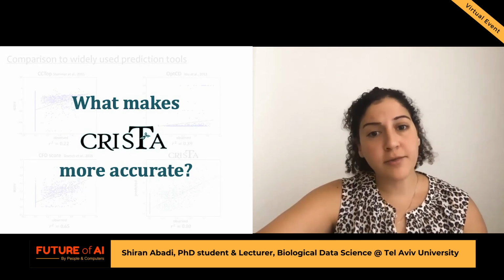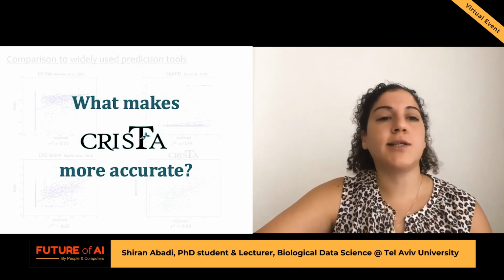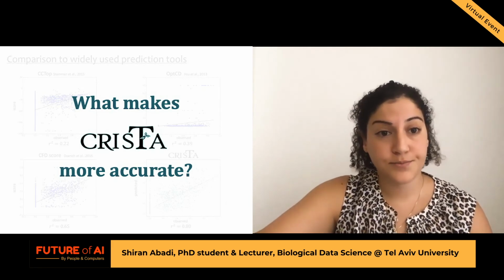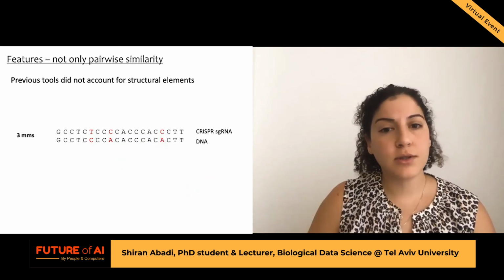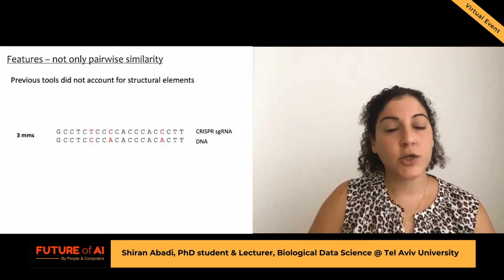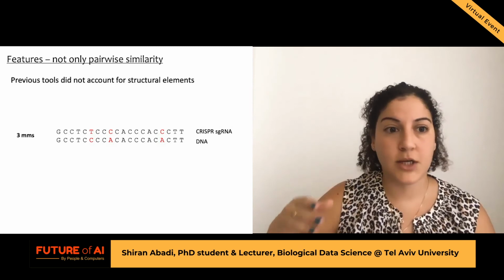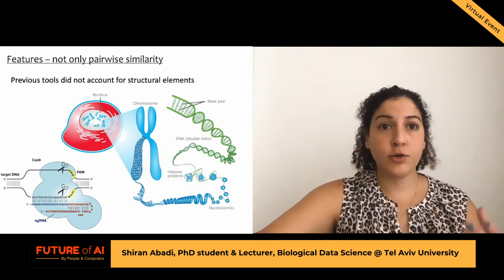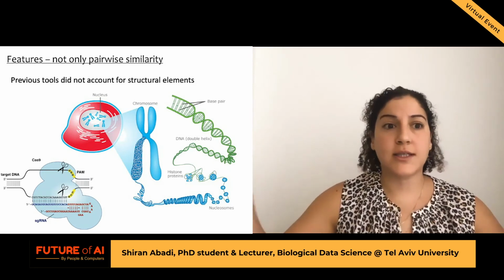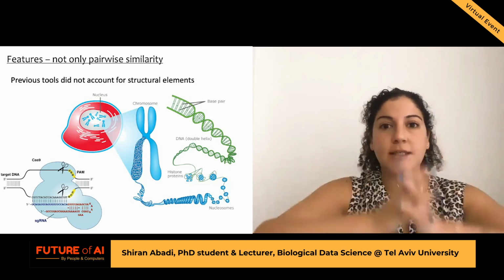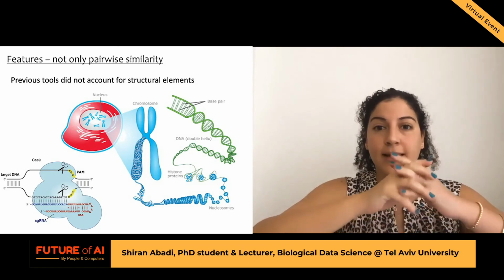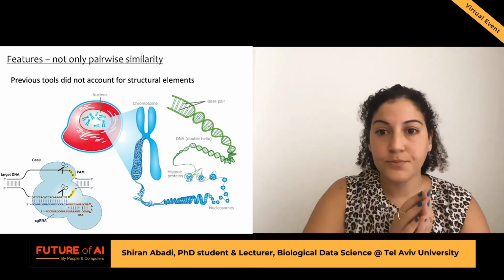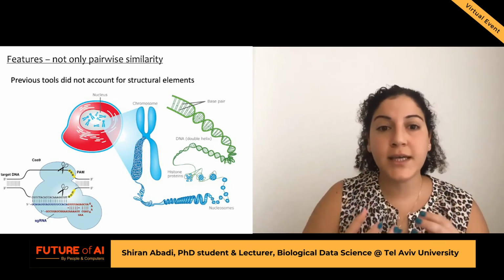There are several factors, but I'll focus on the most interesting feature that was taken into account in this study. Previous tools focused on the match between the sgRNA and the DNA, the mismatches between them. But if you think about it, I told you before that the DNA is very long. It's about 2 meters, and it's folded in a compact manner into a single tiny cell. So the DNA has a 3D structure.